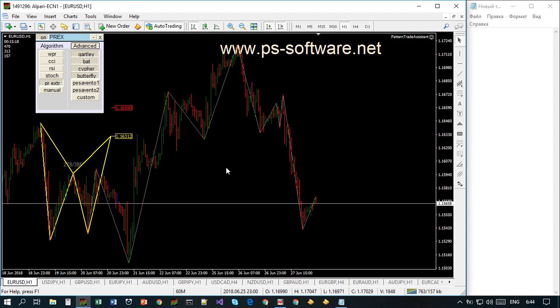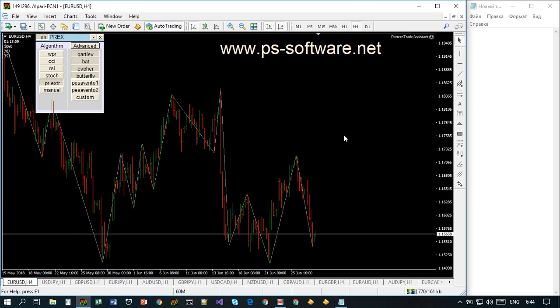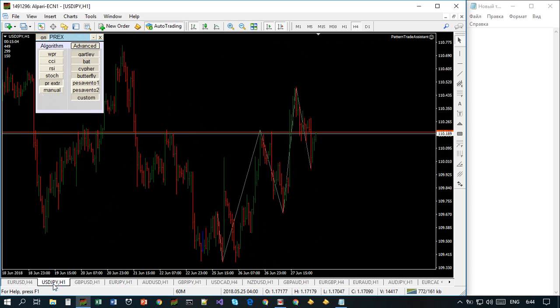Euro dollar 1 hour: first, the advanced pattern approach says nothing, and if I switch to the harmonic approach it says nothing. Let us switch to 4 hour. Based on 4 hour we have nothing as well.